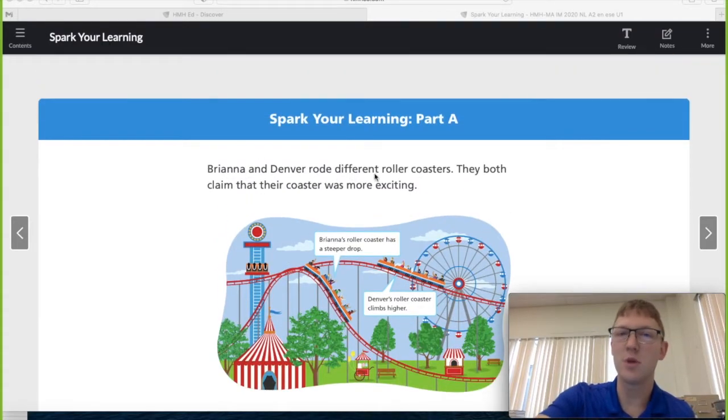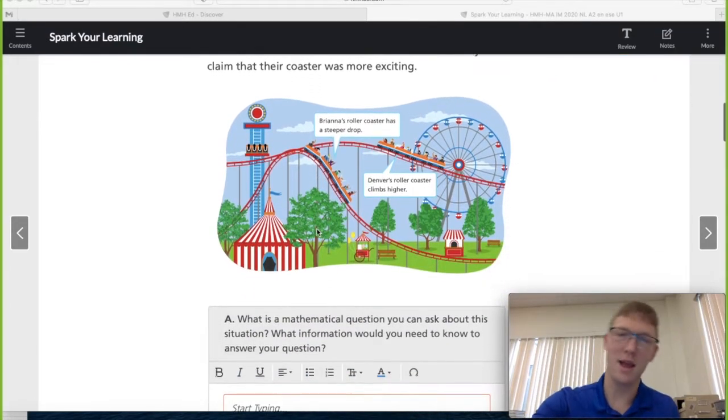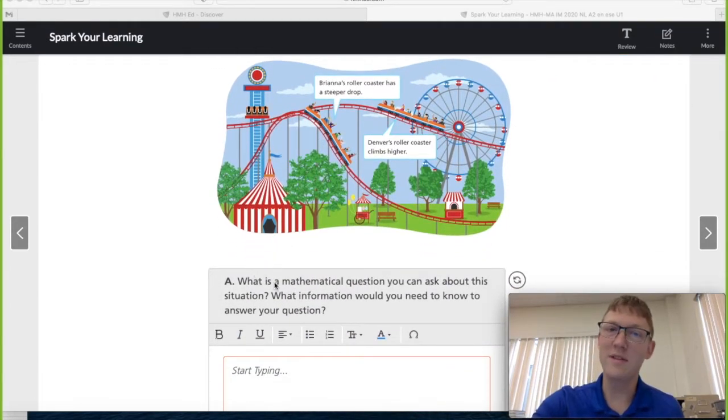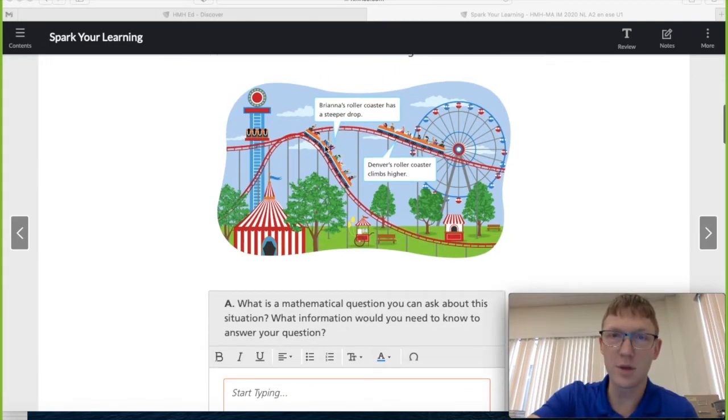Brianna and Denver rode different roller coasters. They both claimed their coaster was more exciting. And naturally, what is a mathematical question you can ask about this situation? What information would you need to know about your answer? If you look at the picture, obviously one of them has a steeper drop. According to this one, Denver's roller coaster climbs higher. It's debatable, but whatever. Might be true.